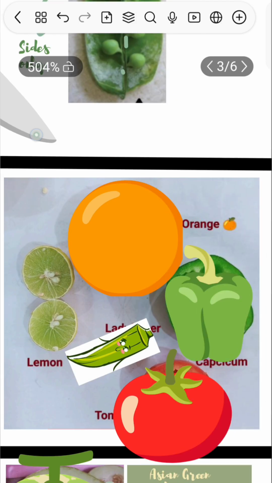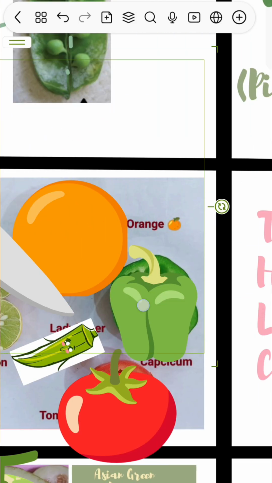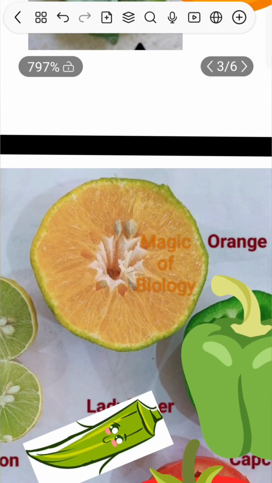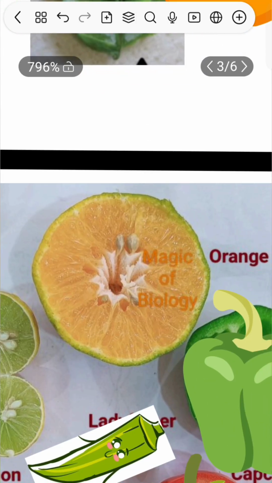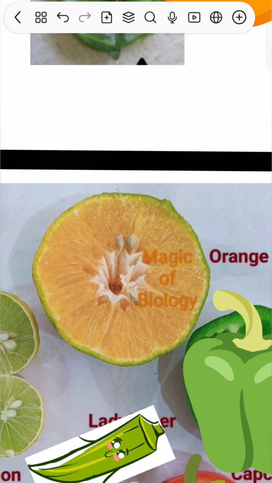Okay, let us cut the orange. We have cut the orange. Orange is very easily understandable. You can visibly see the septa over here, the partitions. These partitions create the multilobules, and you can see in the center, the ovules, the seeds are attached.